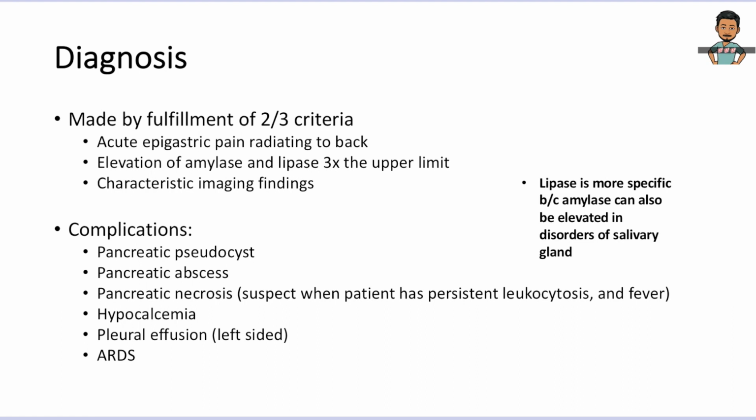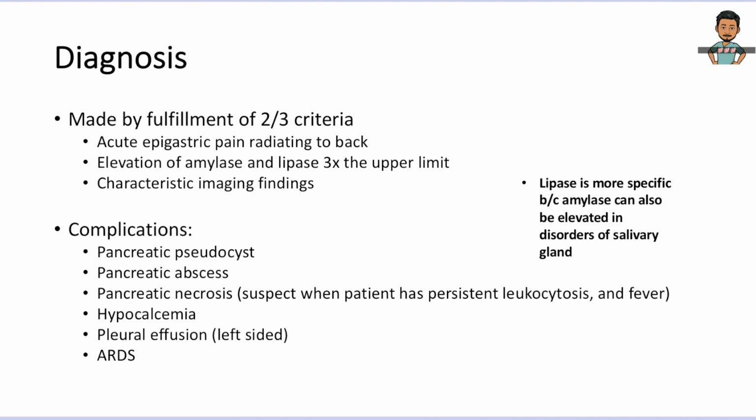Okay, finally, guys, when making the diagnosis for step 1 purposes, you have to fulfill 2 out of 3 criteria. These criteria include acute epigastric pain radiating to the back, so remember that. Elevation of amylase and lipase 3 times the upper limit. So lipase is more specific than amylase because amylase is also found in the salivary glands. So when we look at these enzymes, lipase is a better enzyme to look at to think about acute pancreatitis. And finally, last of all, characteristic imaging findings can also be used. So 2 out of these 3.